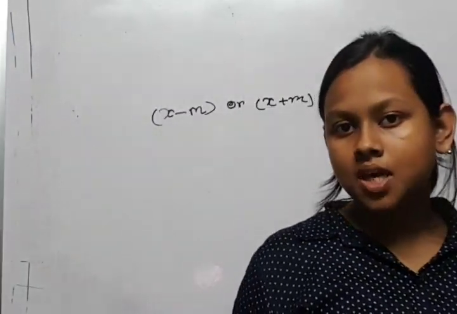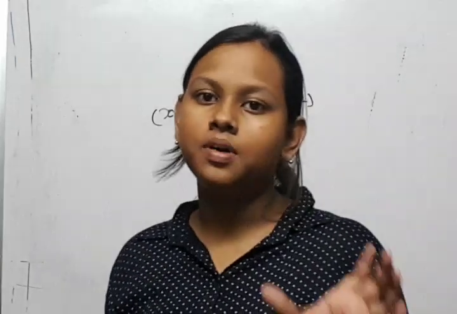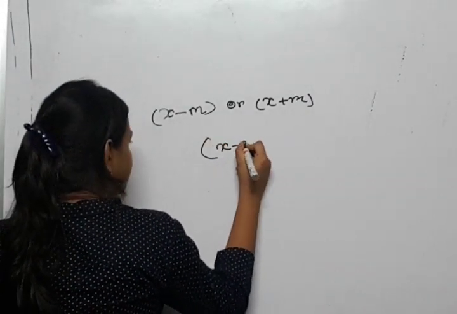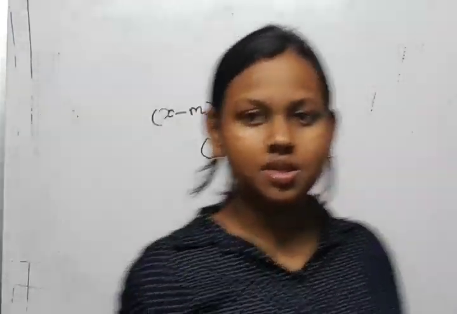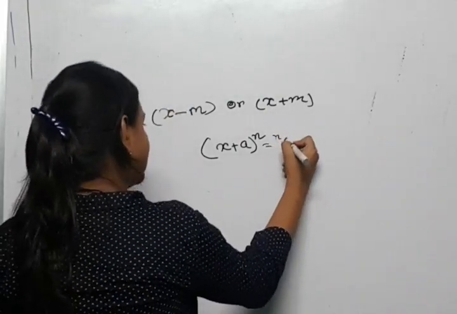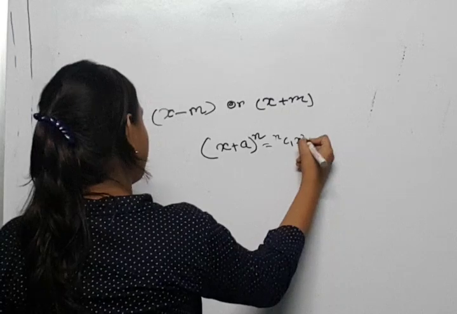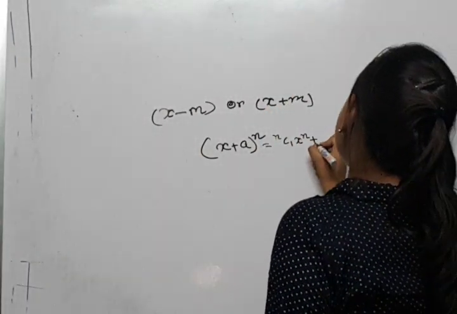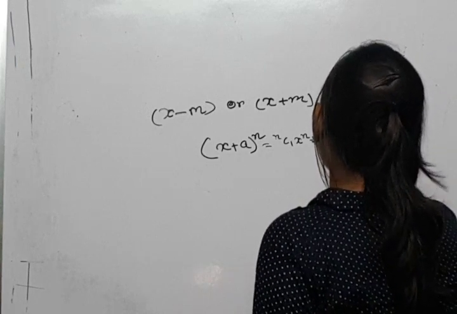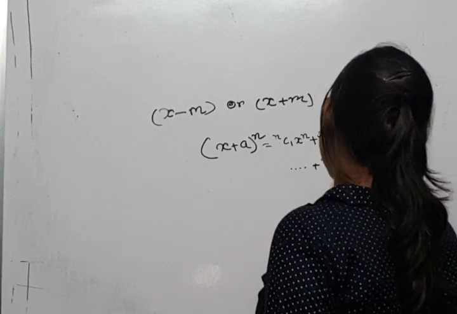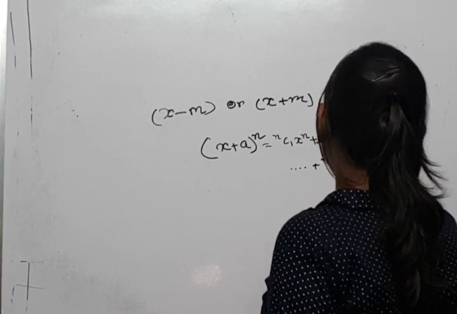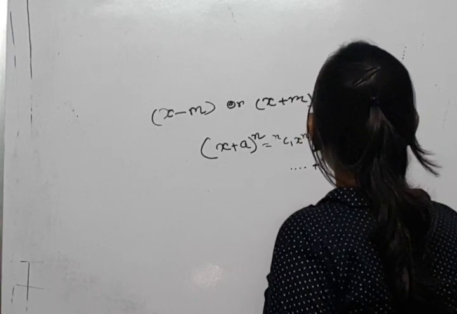Now, in the case of positive integers, with an exponential form, in the case of binomials like x minus a whole to the power n, or x plus a whole to the power n, we get an expression whose general terms are nC1 x to the power n, plus nC2 x to the power n minus 1 a, plus up to nCn x to the power 0 a to the power n.